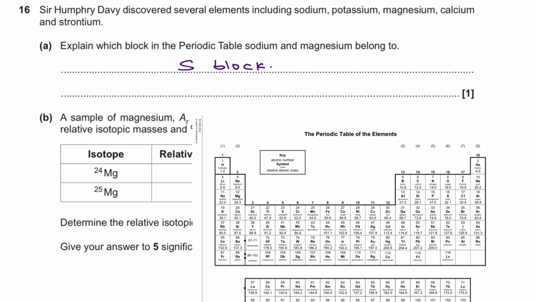That means the last electron in the outer shell of sodium and magnesium is in the S block. So that's why they're in the S block. The outer shell electron is 3s, because this one is the 1s, and that's 2s, and that's 3s.